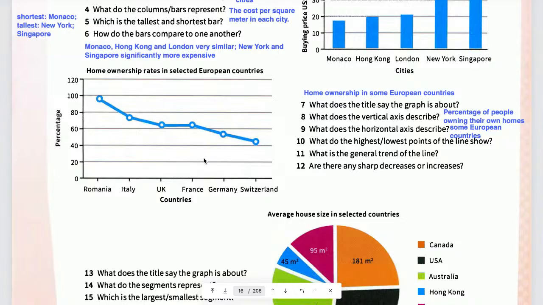The percentage of the home ownership in Romania, the highest. My God, not in European country. It's not the European country. And how about the lowest point? The lowest point is the percentage of home ownership in Switzerland. Yes. Okay. It must be clear like that.